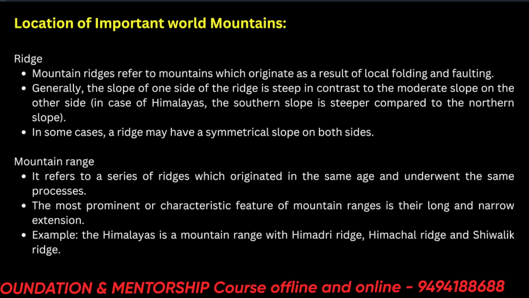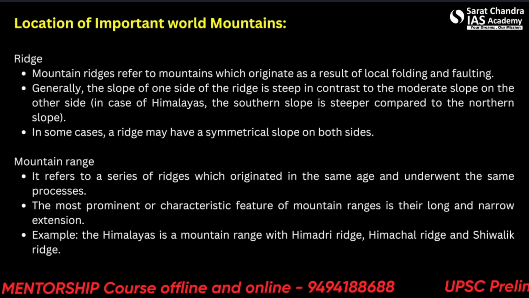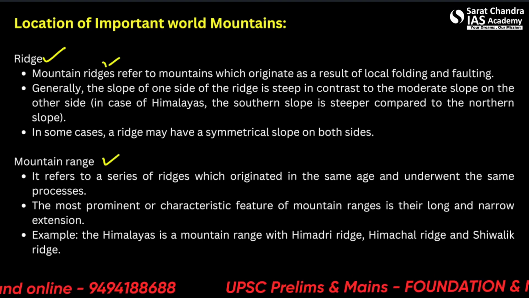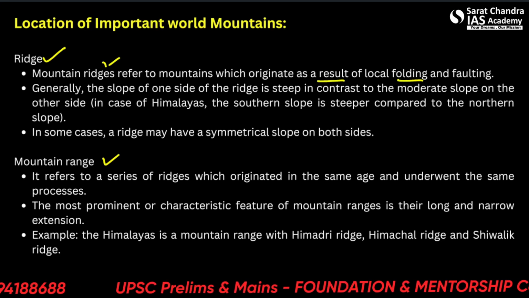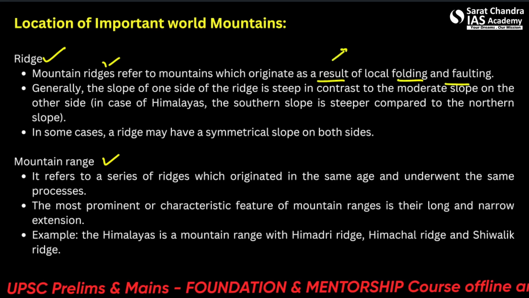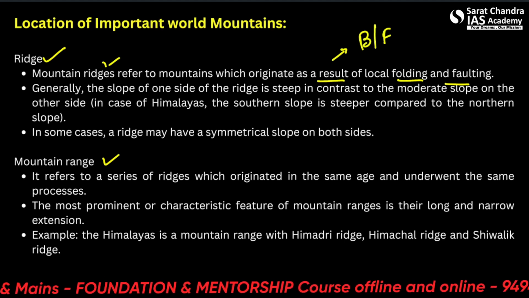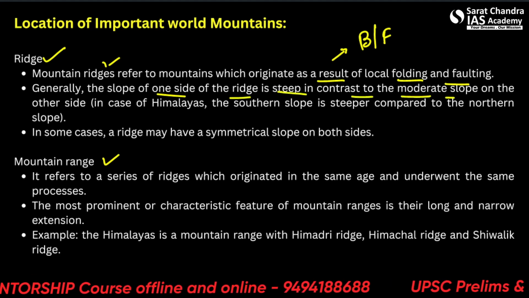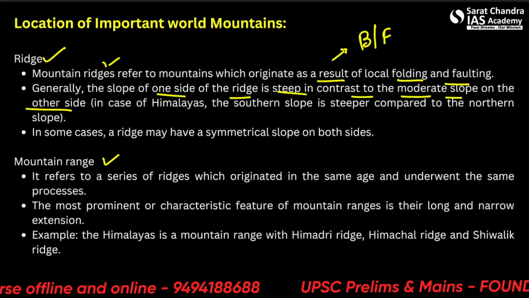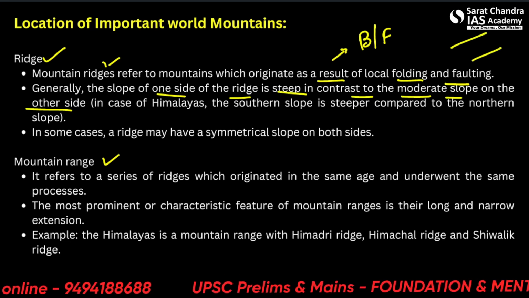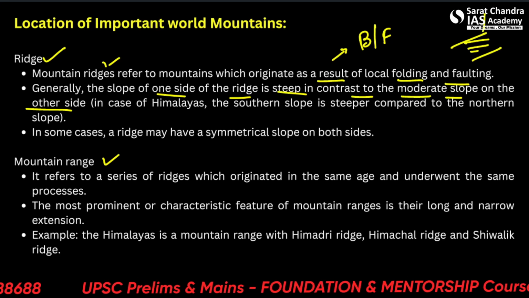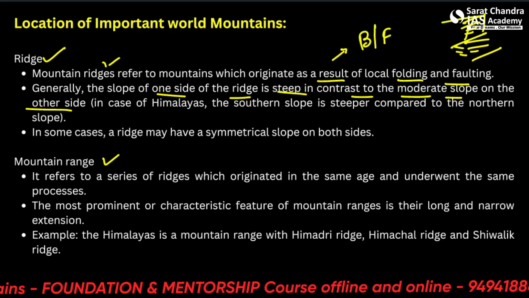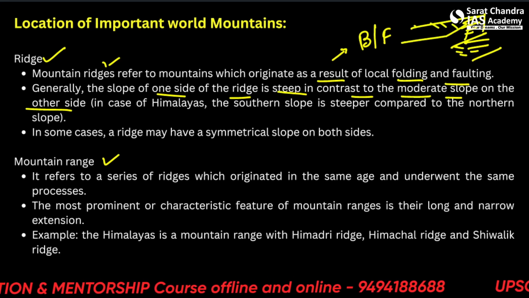Let us first figure out some basic terms which we are going to use in the lecture, such as ridge, mountain range, etc. Mountain ridges refer to the mountains which originate as a result of local folding and faulting. So both sorts of mountains are included here, whether they are block mountains or fold mountains. Generally, the slope of one side of the ridge is steep in contrast to the moderate slope on the other side. If there's downshifting of the valley part in a block mountain, then this ridge will be very steep and the other side will be a little sloping.